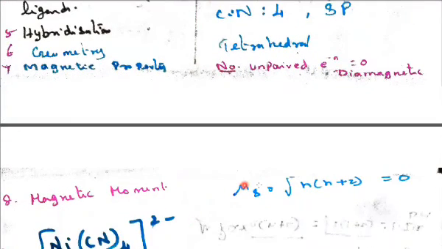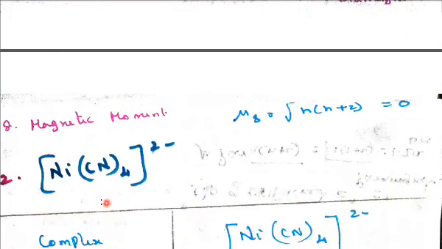So the spin-only magnetic moment mu is equal to the root of n into (n plus 2), which gives 0. Next example, [Ni(CN)4]2-. This is tetracyanidonickelate(II) ion, because it is an anionic complex, the name should end with 'ate', nickelate. So the oxidation state of nickel is +2, Roman numeral II.